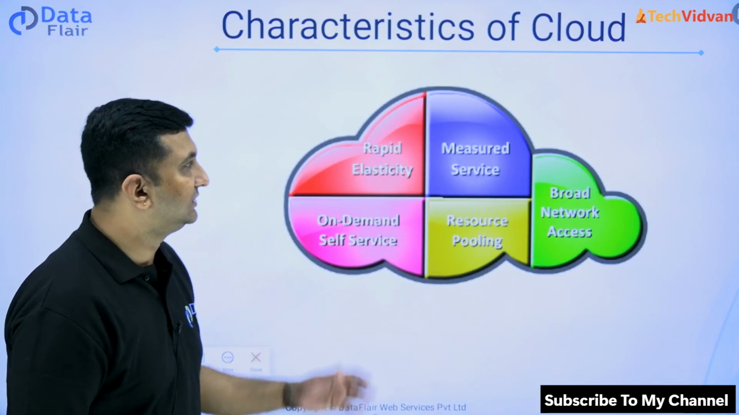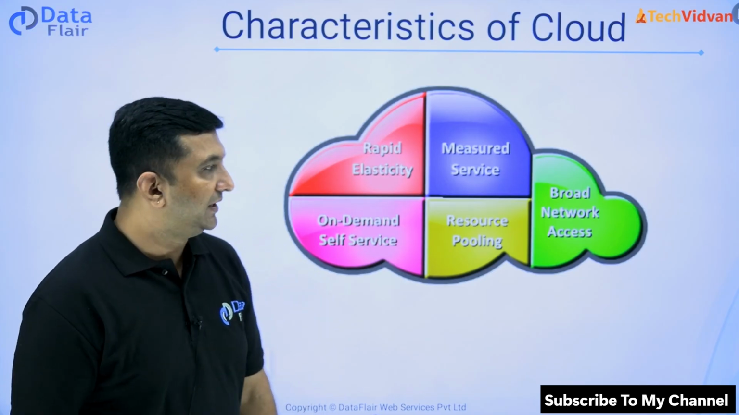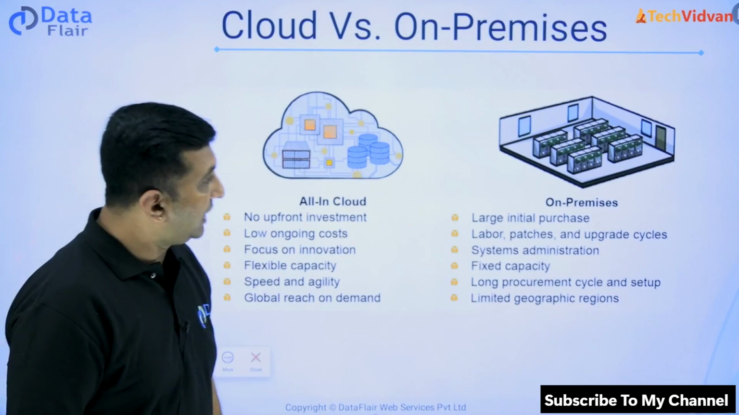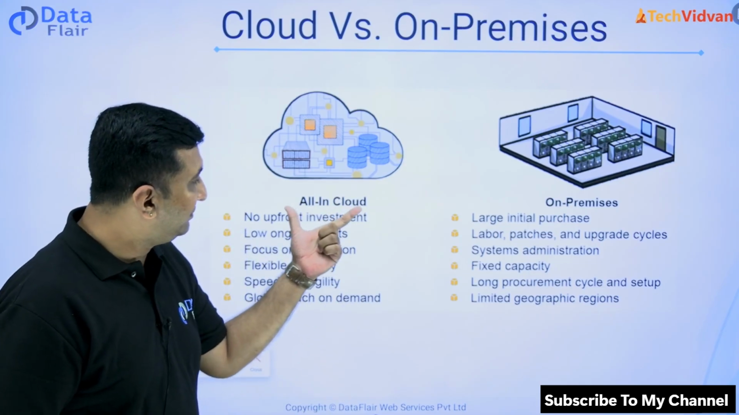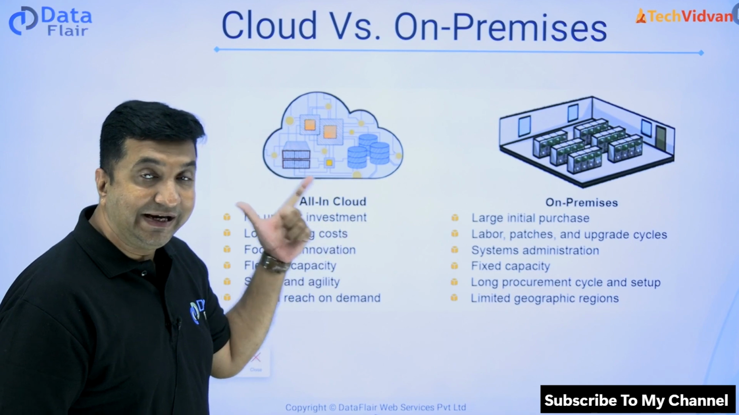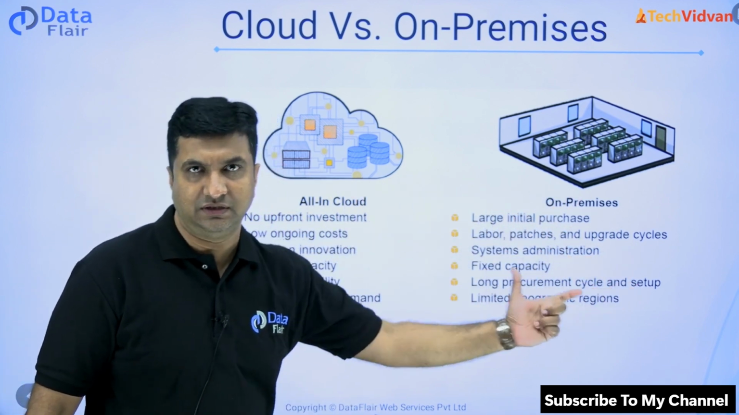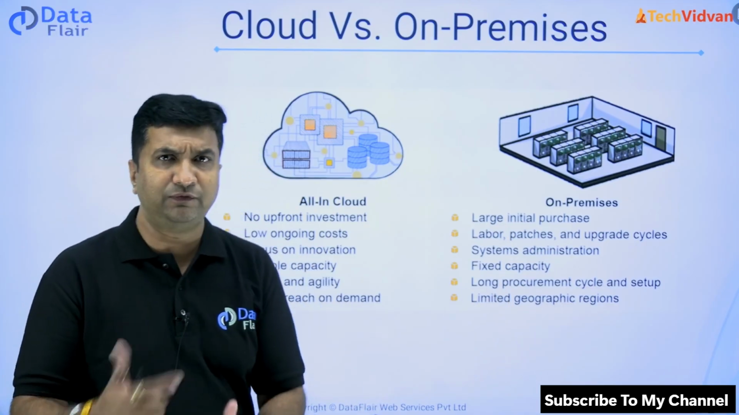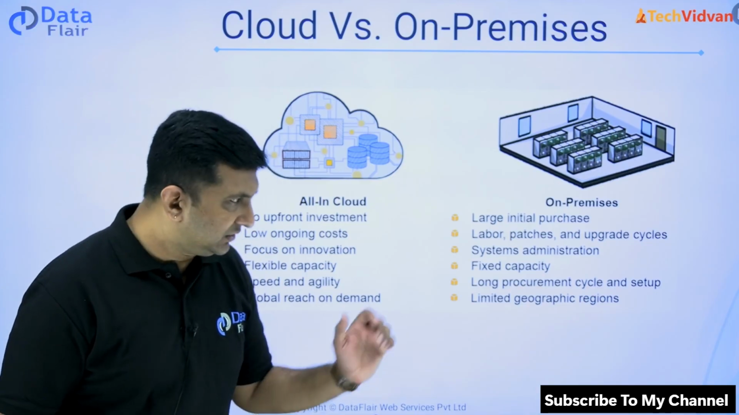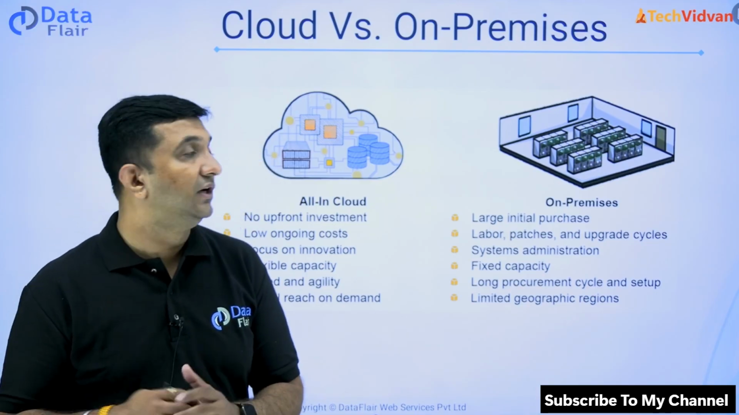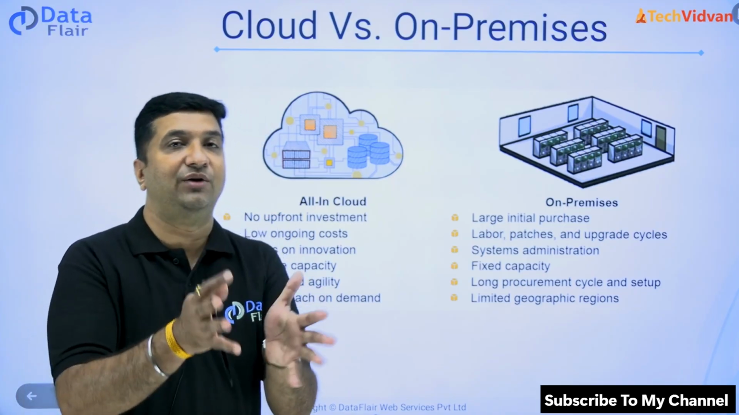That is the clear message from all these characteristics of cloud computing provided by NIST. Now, here is a very interesting comparison between when you set up your infrastructure in cloud or when you do it on premises. What's the difference in terms of cost, in terms of performance, in terms of scalability? What is the difference? So let's go through these pointers. This will actually give you the clear idea why we are moving towards cloud computing.